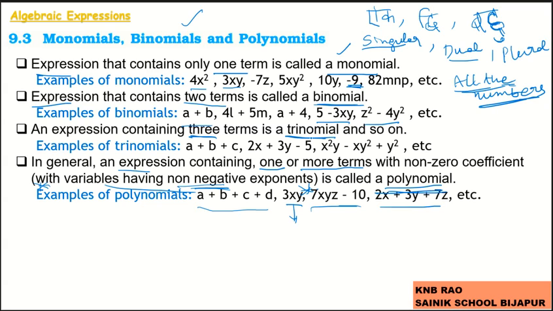So a polynomial is an algebraic expression having one or more terms provided it has non-zero coefficients and the power of the variables being whole numbers. Whole numbers will never include negatives or fractions. That is the one important thing. So with this I have completed the types of algebraic expressions also.